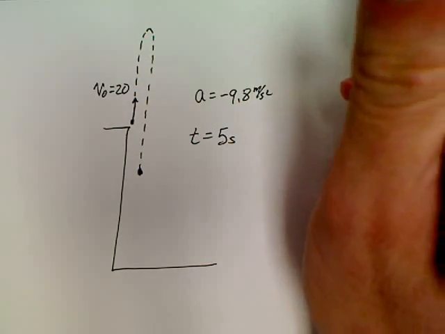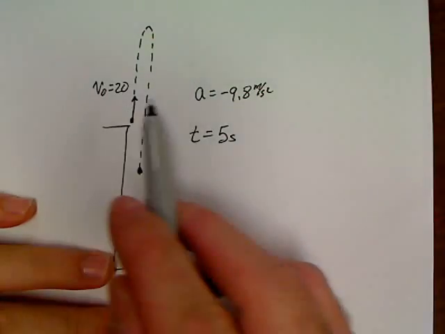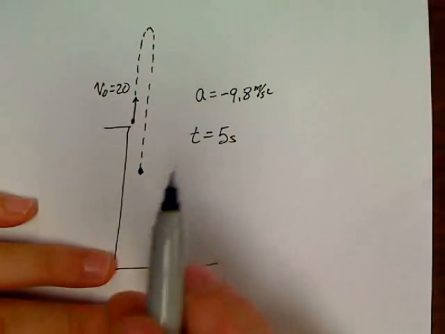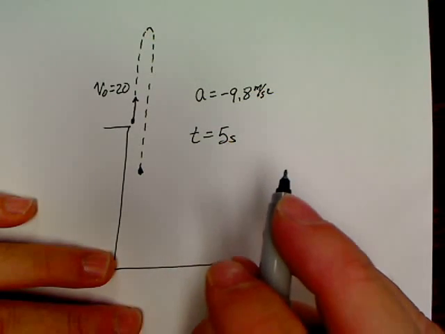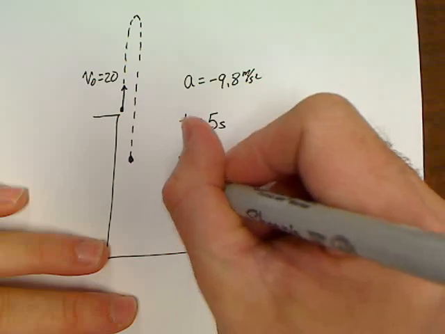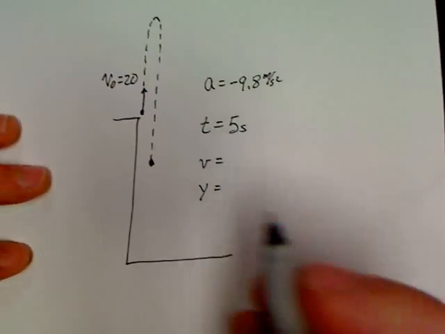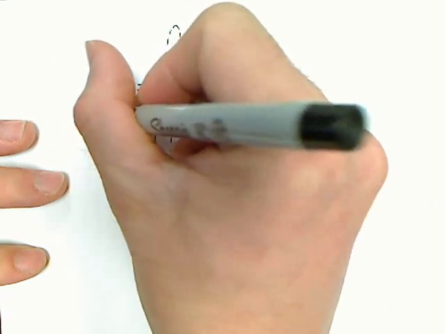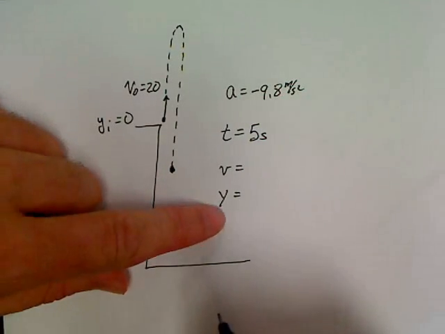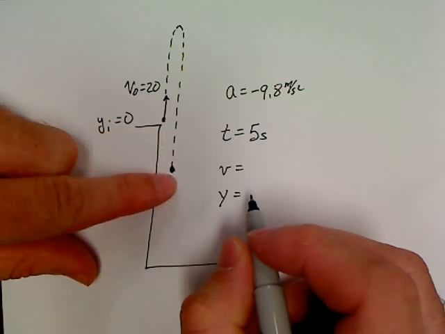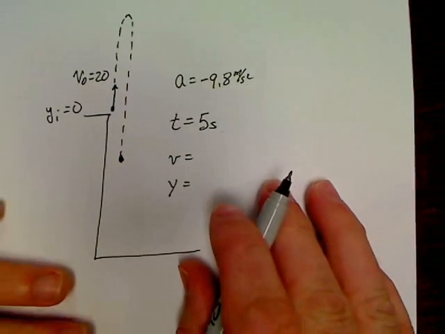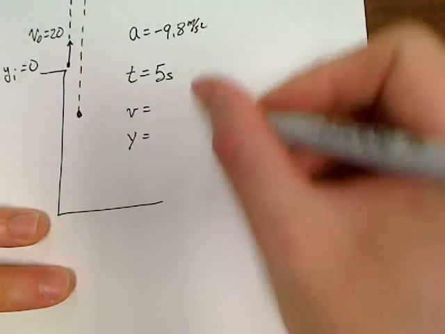Once again, look at what we know. We have 1, 2, 3 numbers, and any time that we have 3 numbers, we should be able to find anything else. So this problem asks you to find the velocity and the position. Once again, I'm going to call this y initial 0. So our y should be a negative value since we've fallen below the roof of the building. And let's just see if we can go ahead and find y.